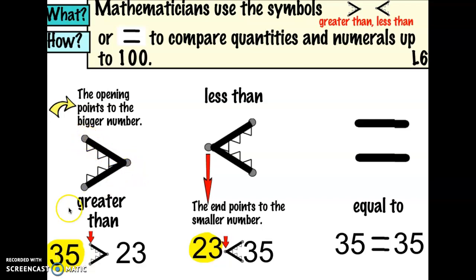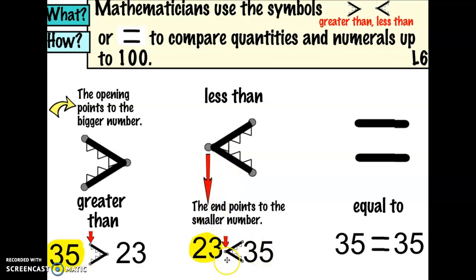So for the symbol greater than, the opening is going to be pointing to the bigger number. So the opening points to the bigger number. Don't forget that. In this case, 35 is greater than 23. Now I reverse the numbers. Now we have 23 and we're comparing it to 35.